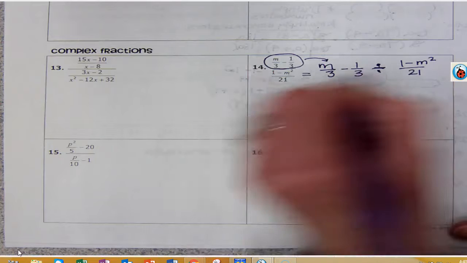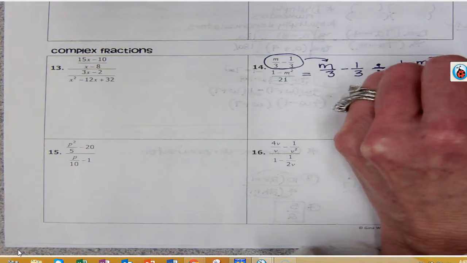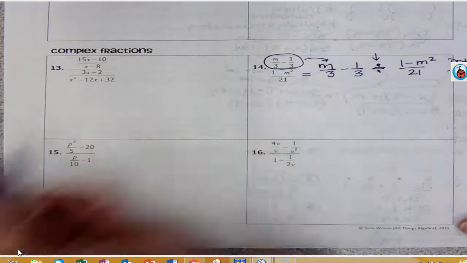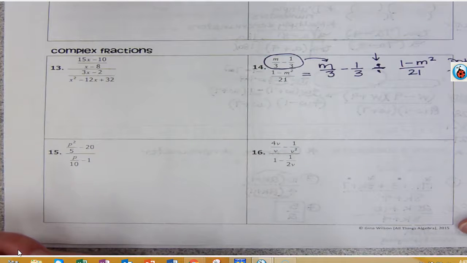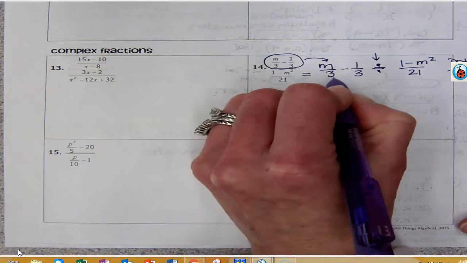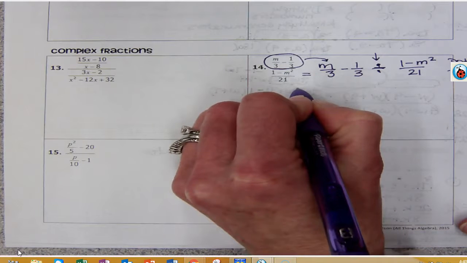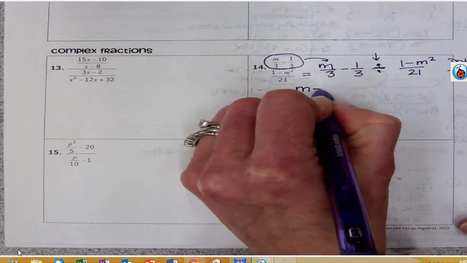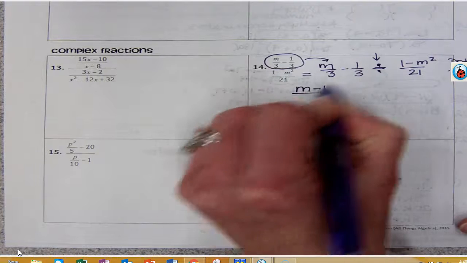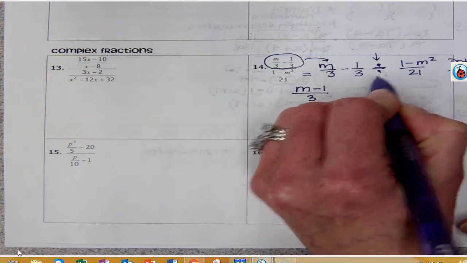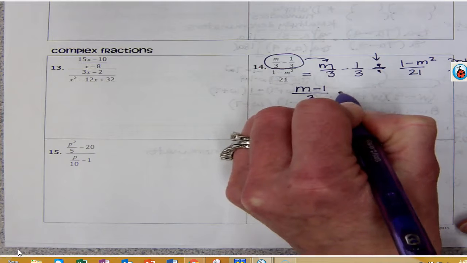Now you're going to do your dot and flip. Since you're dividing here, you need to change it to a multiplication problem. So I have a common denominator here, so I'm going to rewrite this fraction with my common denominator as m minus 1 over my common denominator. Then I'm going to change my division sign to a multiplication sign.